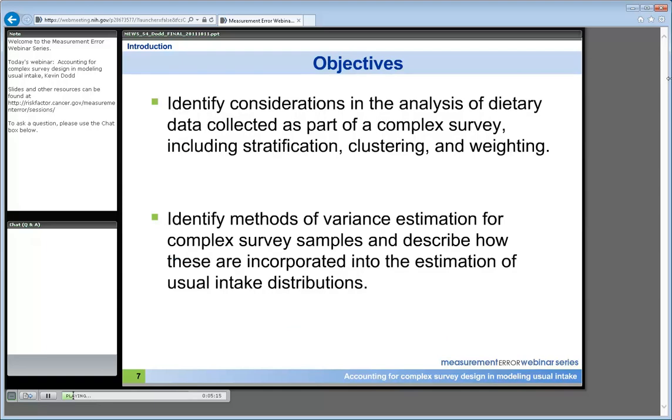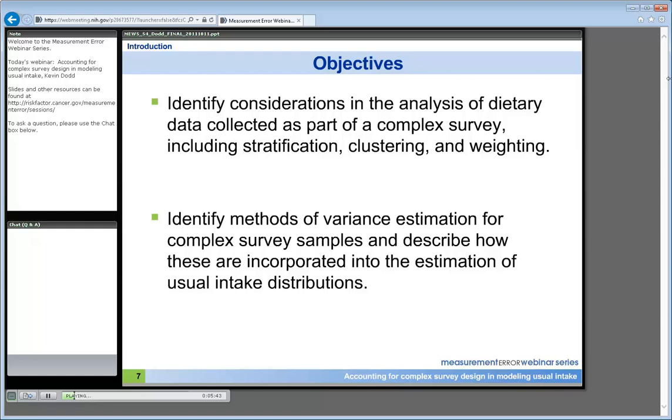So there's two broad objectives to this webinar that I've listed here on this slide. The first objective is to describe three general elements that either separately or in combination comprise a complex survey sampling design. What makes a survey design complex? And these three elements are stratification, clustering, and weighting. And I'll talk about each one. And each of these elements has to be accounted for when you actually analyze survey data.